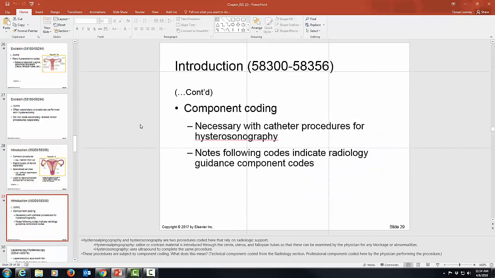Introduction, there's component coding here. We talk about this, and there's really good details on page 581. Read those full descriptions to identify the approach. This component coding is necessary with the catheter procedures. And the notes following the codes indicate radiology guidance component codes. So you need to know that component of radiology, was it fluoroscopy, or exactly how are they doing that. The technical component is coded from the radiology section. The professional component is coded here. So that's what component coding means, that we need to make sure that you're covering all of those bases and reading all of those notes.